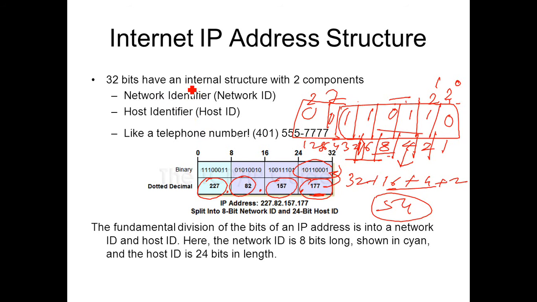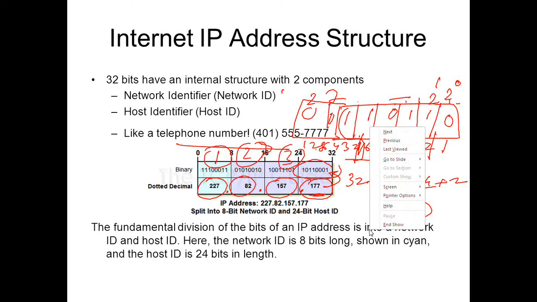So this 32-bit number basically has two portions. This entire 32 bits has 4 blocks. This is the first block, this is the second block, this is the third block, and this is the fourth block.